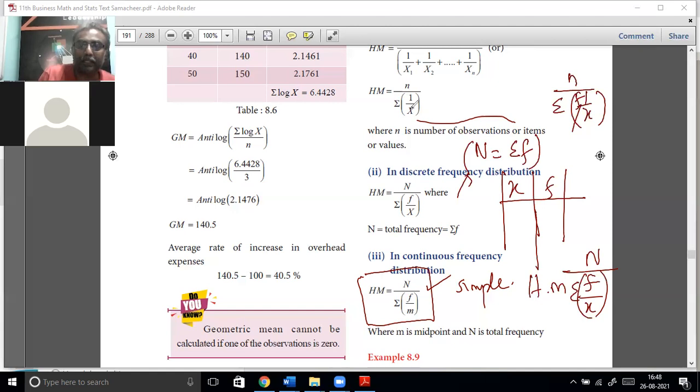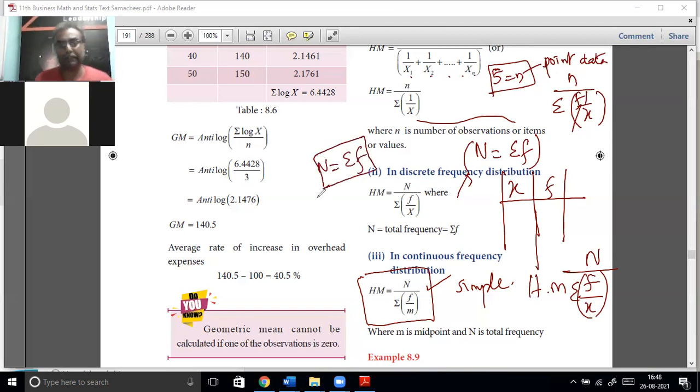Only in the point data case, n is counted directly: x1, x2, x3, x4, x5, there are 5 items, so n is equal to 5. In all other cases, this is only for the point data case. Okay, only one point data is given. When discrete data with frequency is given, then n is always equal to sigma f. Okay, you understand that?